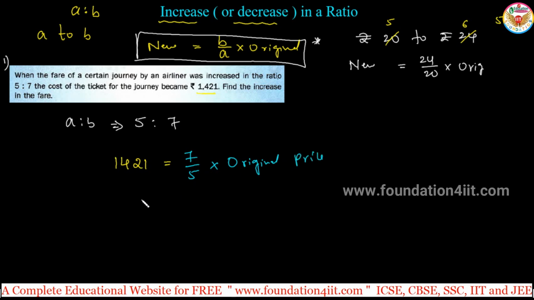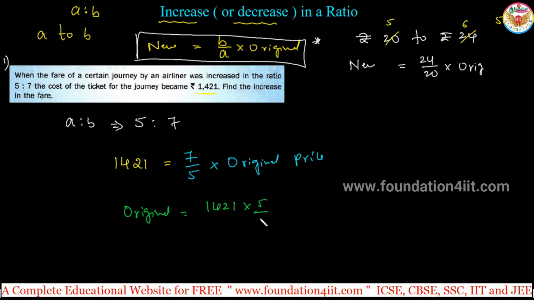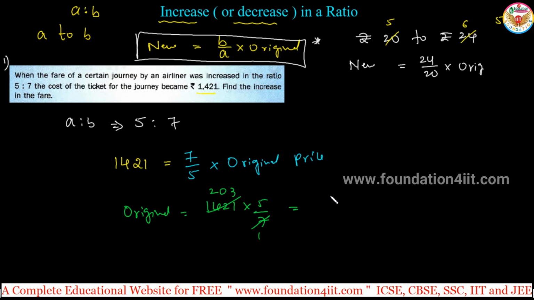7 by 5, take this side. Then the original price is equal to 1421 into 5 divided by 7. 7 by 5, no, take the other side, 5 by 7. If you simplify this, you'll get 7 times 203, which is 203 into 5. So 5 times 3 is 15, write 5 and carry 1, and 5 times 2 is 10.